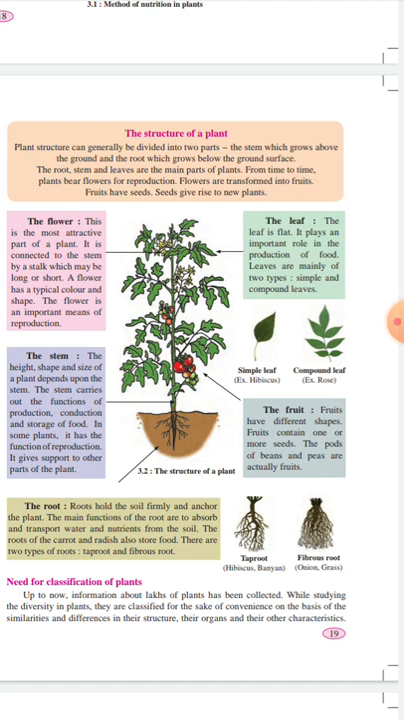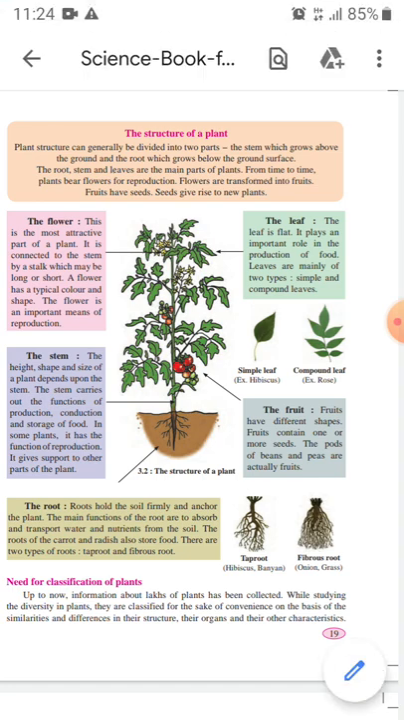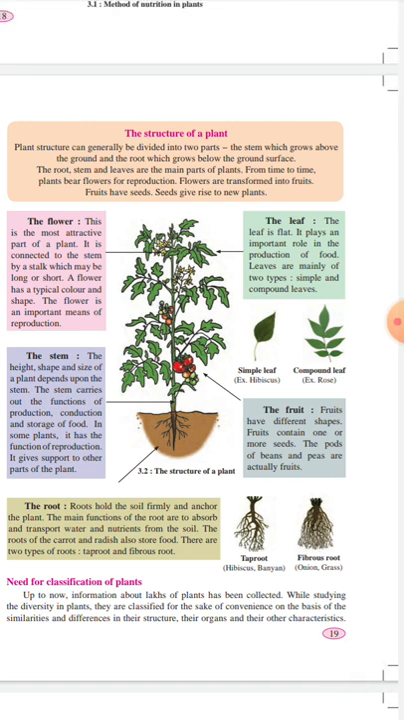Then the leaf. See upper side, the leaf is flat and it plays an important role in the production of food. We know that leaves are green in color and they produce food for the plant. And leaves are mainly of two types, that is simple and compound leaves. See in the picture given, simple leaf example is hibiscus, and compound leaf example is rose. And we know another example, the tamarind leaf. Okay, this is also an example of a compound leaf.